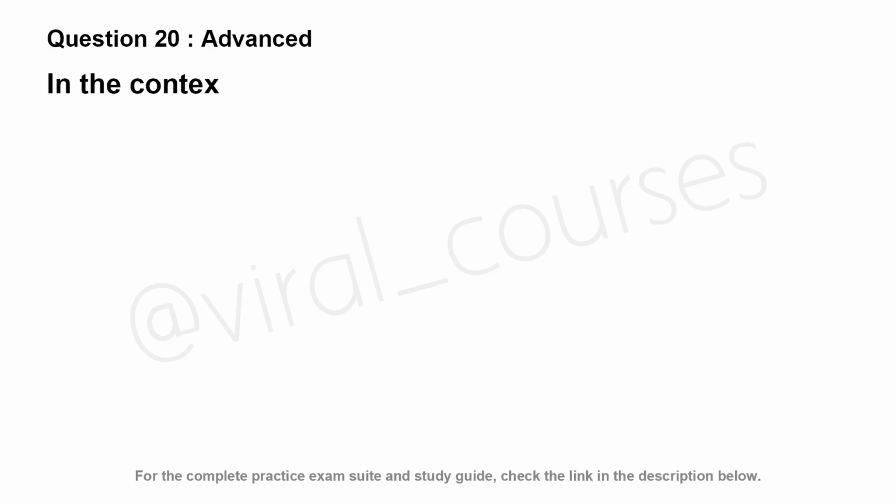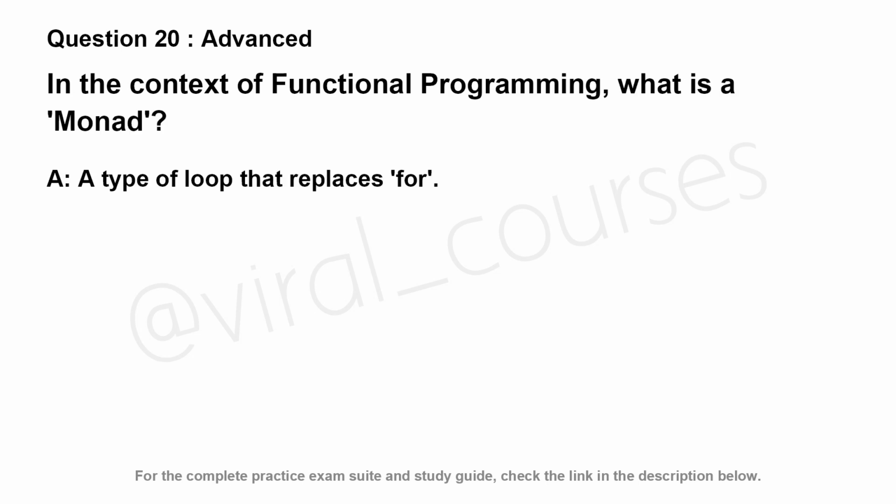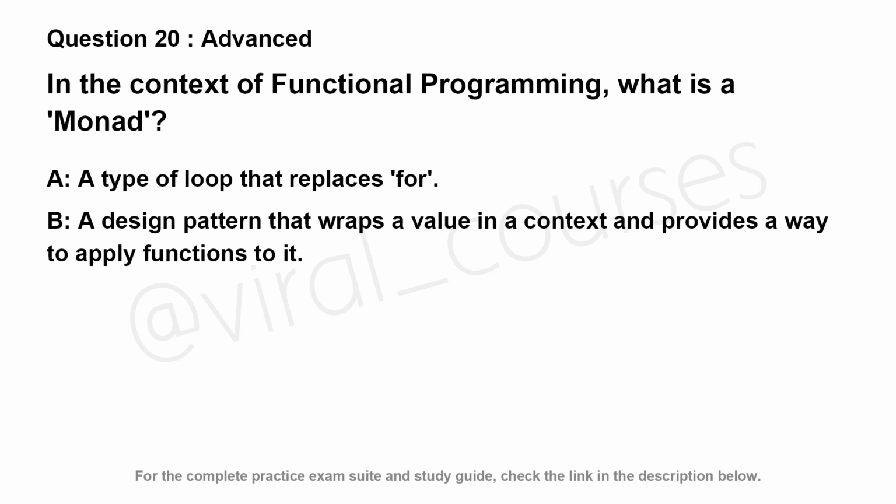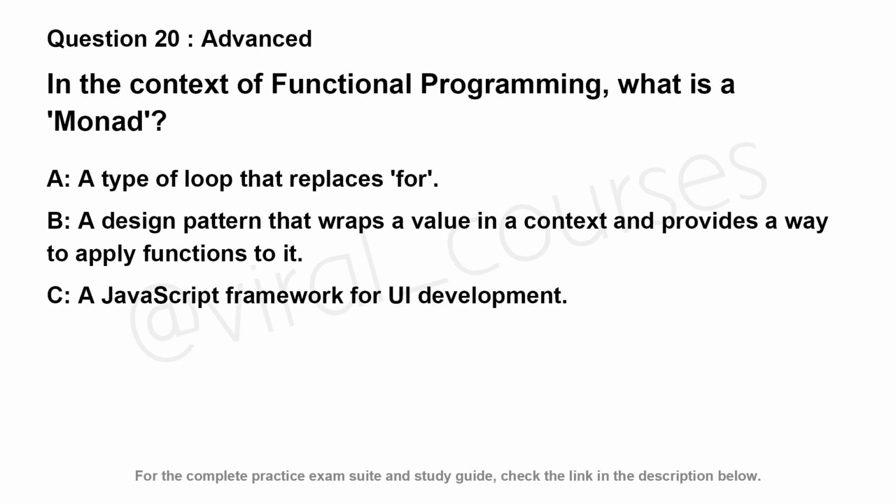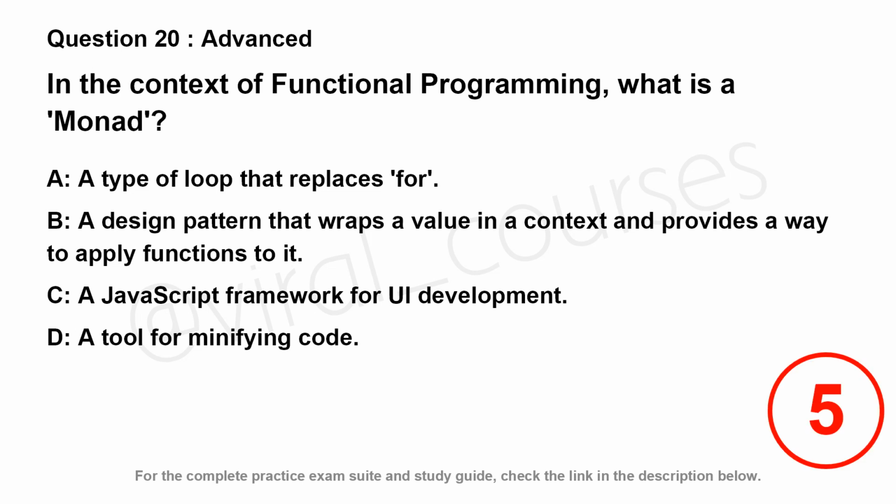In the context of functional programming, what is a monad? Option A. A type of loop that replaces for. Option B. A design pattern that wraps a value in a context and provides a way to apply functions to it. Option C. A JavaScript framework for UI development. Option D. A tool for minifying code.